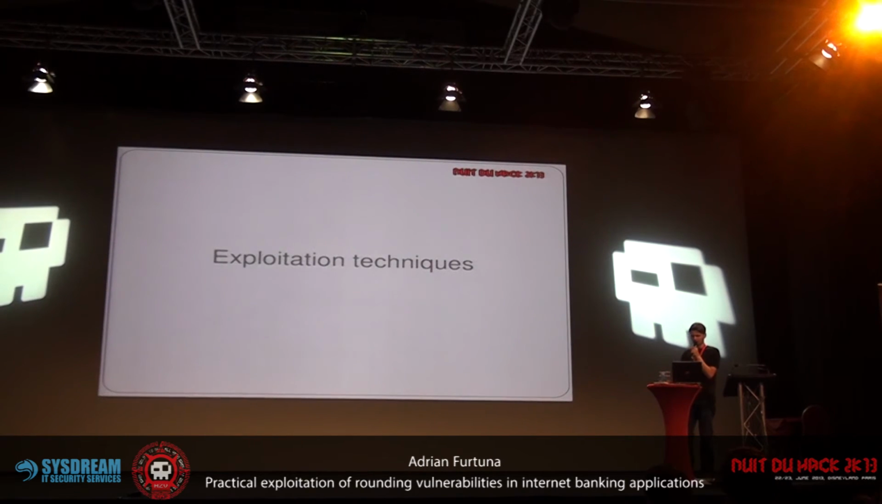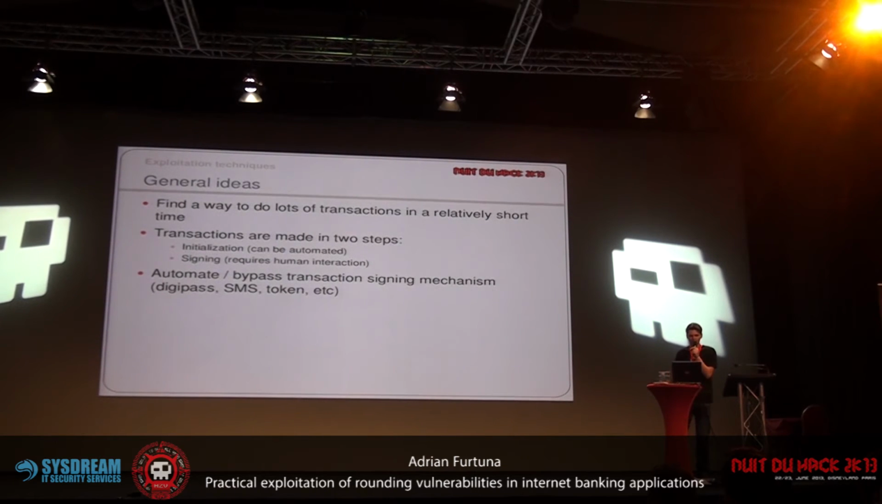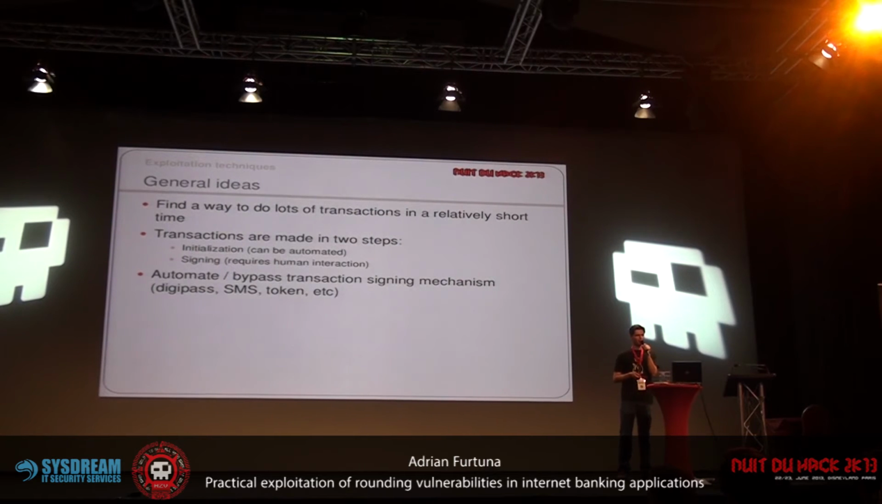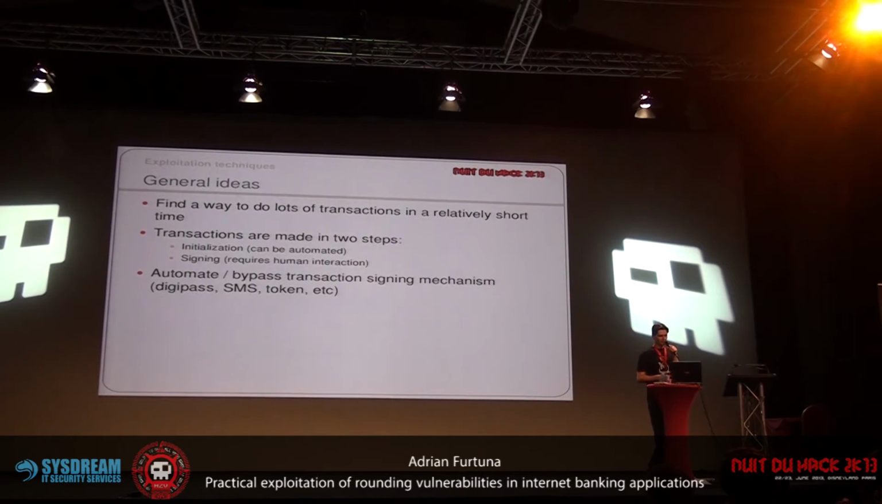Okay, right now let's go to the part of the exploitation. The general idea is to find a way to do lots of transactions in a relatively short time. Usually transactions are made in 2 steps. The first one is the initialization, when you specify the source and destination and the amount that you want to exchange. And the second step is the signing of the transaction, which requires you this digipass or token or SMS or something.